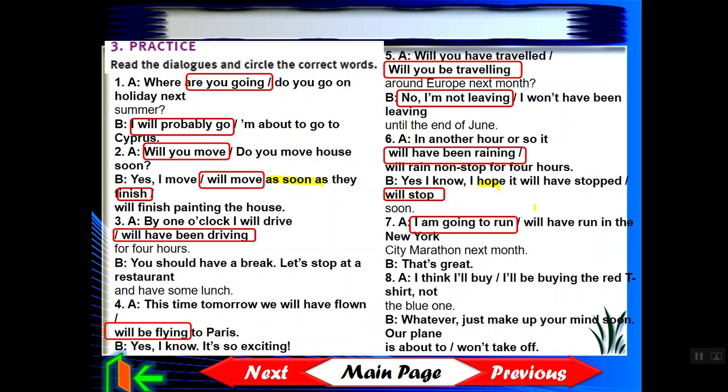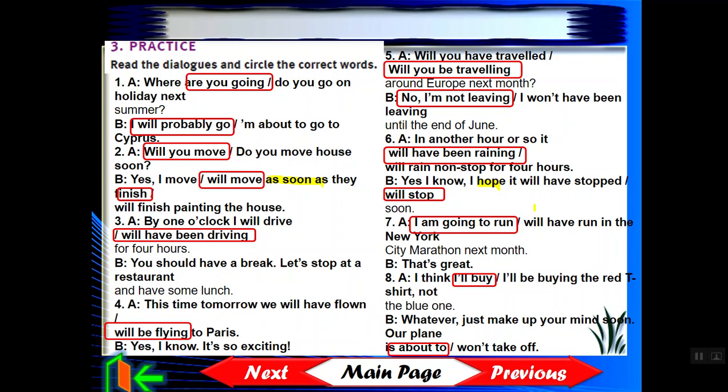I think I'll buy or I'll be buying the red t-shirt, not the blue one. In this case, you are going to make a spontaneous decision. قرار عفوي. So you take what? You take future simple with will. Okay, I'll buy. Whatever. Just make up your mind soon. Our plane is about to or won't take off. Of course, soon means that what you choose is about, على وشك. Okay? So again, you should focus on the form of the verb, what we add with the verb, will or is it.